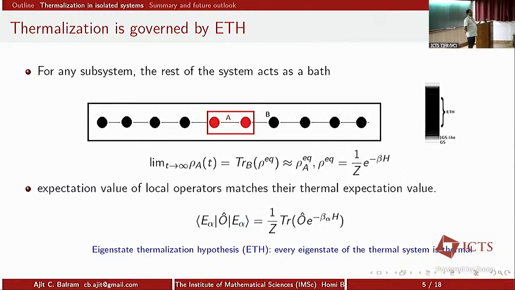So we're not looking at very special states, like ground states or some low-lying excitation. If you just look at states in the middle of the spectrum, then you would see that properties of this kind would hold. And how is thermalization governed? There is a hypothesis called the eigenstate thermalization hypothesis, which says that every eigenstate of a thermal system is thermal. So if you look at expectation values of local observables, then they are given by the standard expectation in a thermal ensemble.